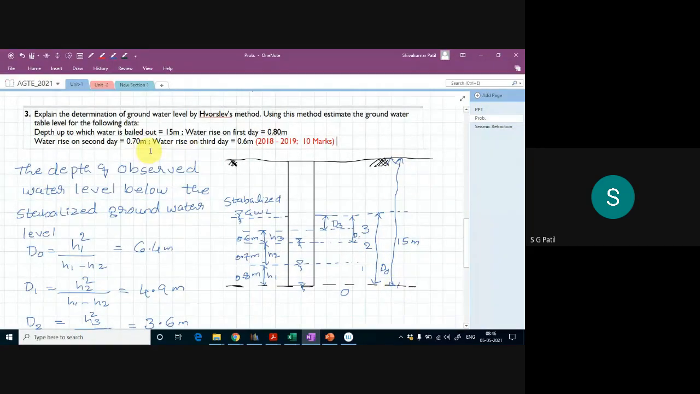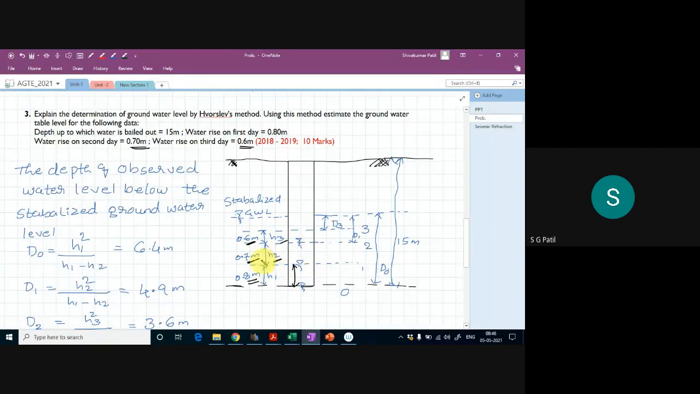So on the first day, what is the rise in the water level? Water level rise in the first day is 0.8 meter. So this much water will rise, this is 0.8 meter. And on the second day, the water rise is 0.7 meter. This is the second day. And on the third day, 0.6 meter is the rise in the water table. So H3 is 0.6. Anyway, H1, H2, H3 are directly given in the problem.